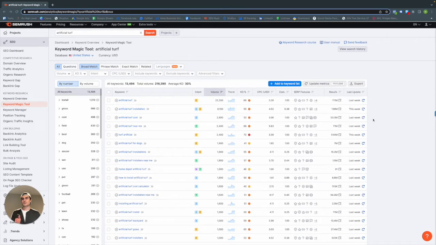So without further ado, let's go into the keyword research tool here, and so far we've typed in artificial turf, right, to the magic tool, and SEMrush has generated thousands of keywords surrounding artificial turf, right, that go from artificial turf installation, turf artificial, Home Depot artificial turf. We have installing artificial turf, among thousands.